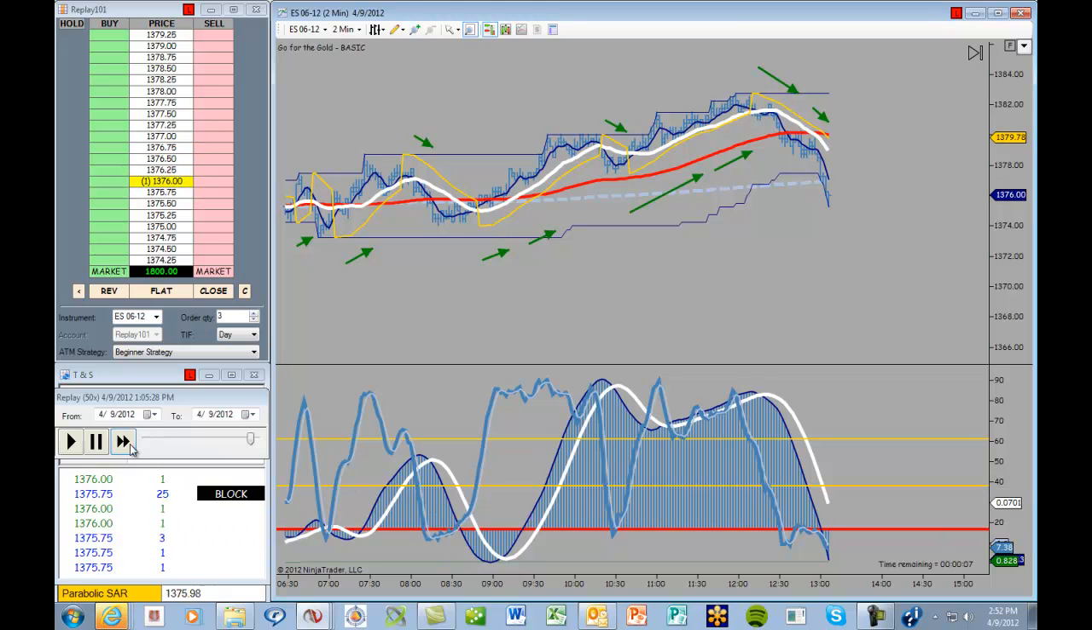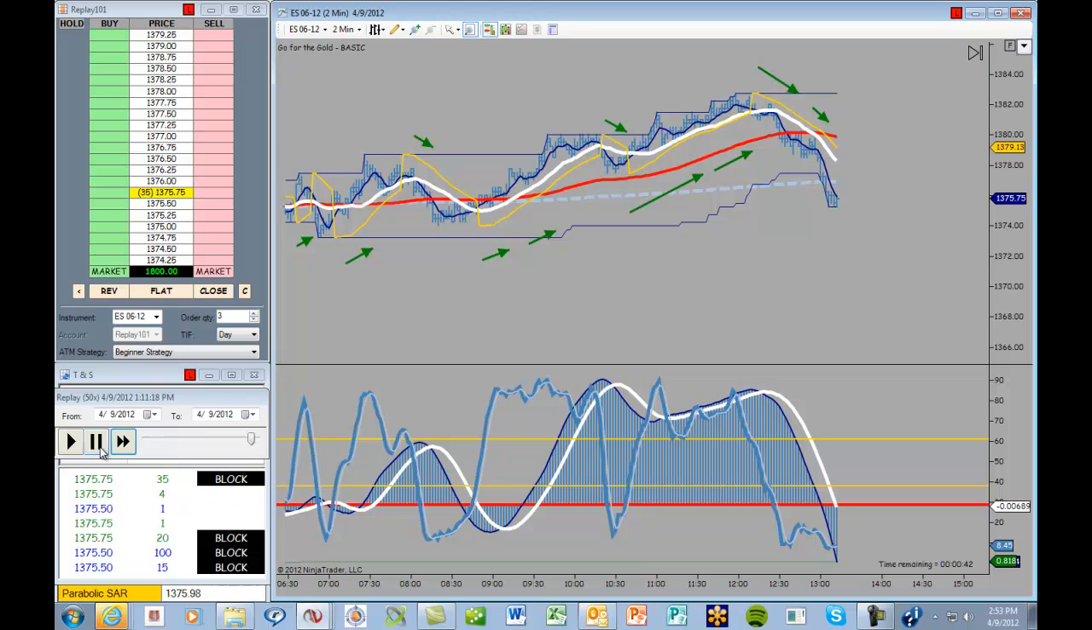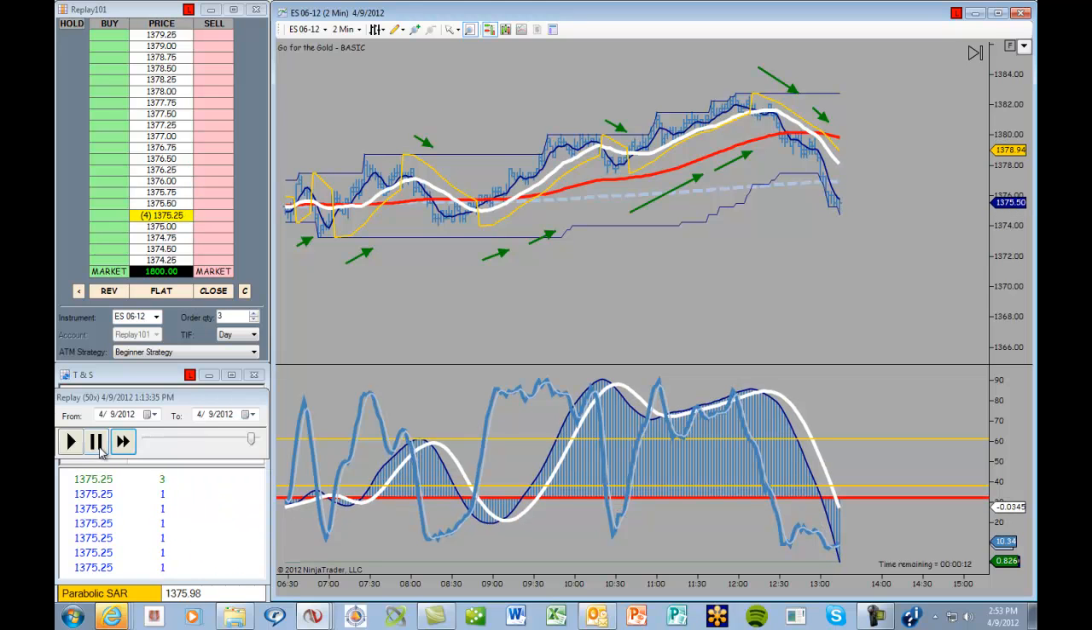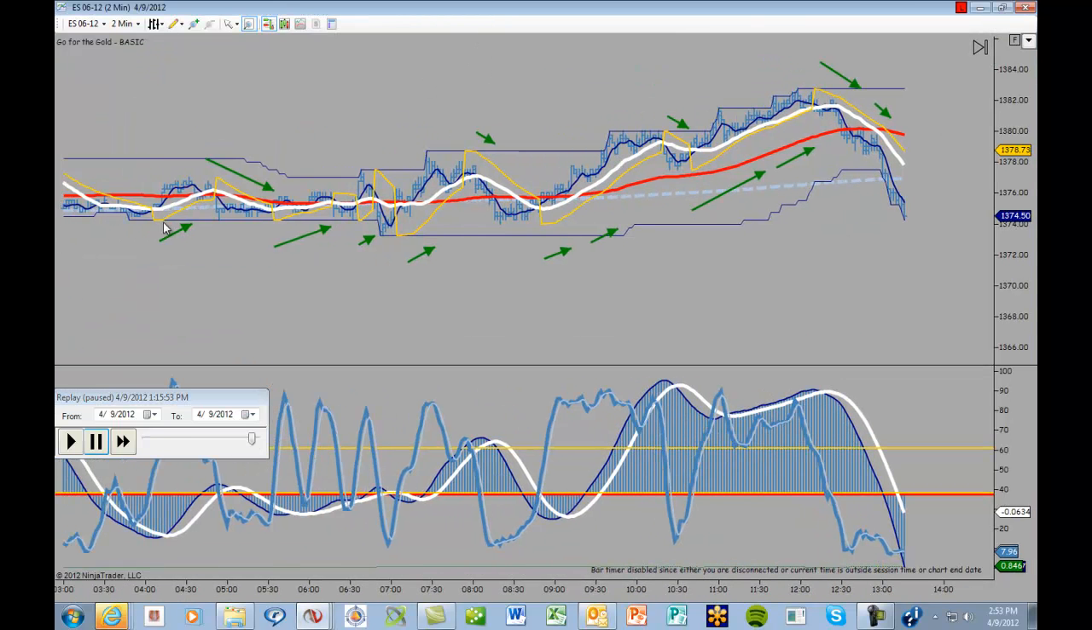Just about out of time here as well. Okay, now we're a little past 1:15 Pacific time. All right, $1,800 even. And let's see how many trades. 1, 2, 3, 4, 5, 6, 7, 8, 9, 10, 11, 12, 13. 13 and 0, $1,800.